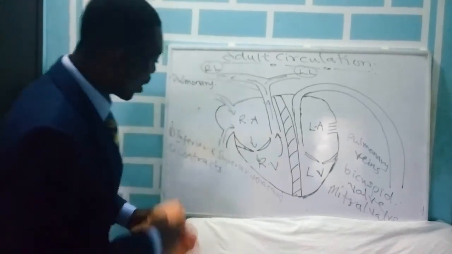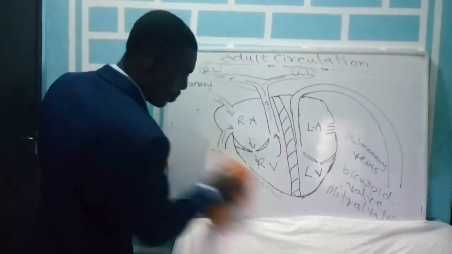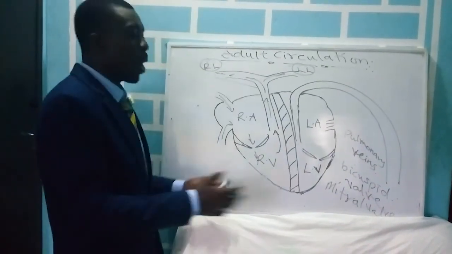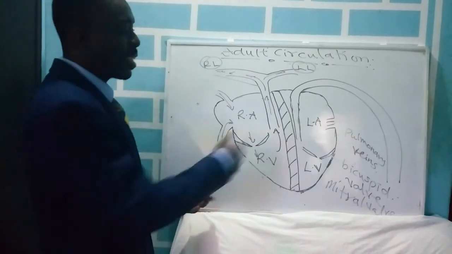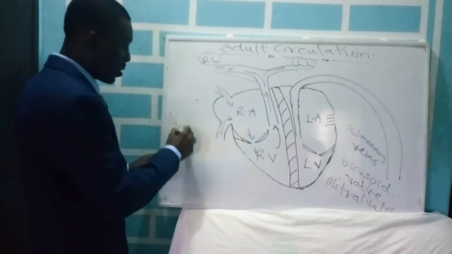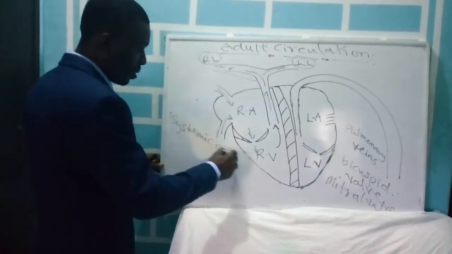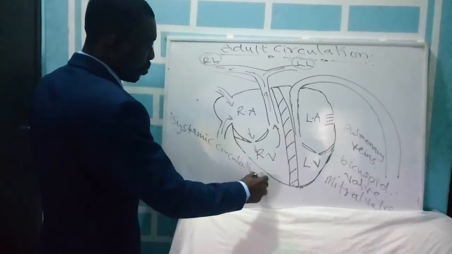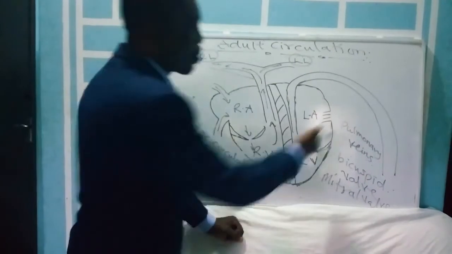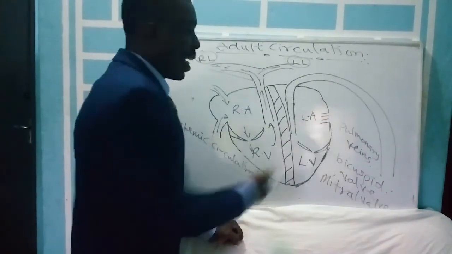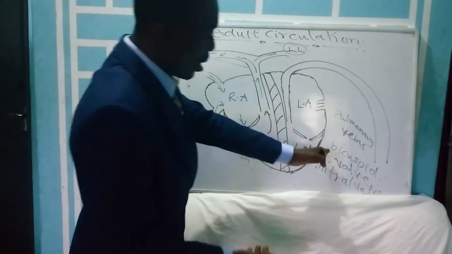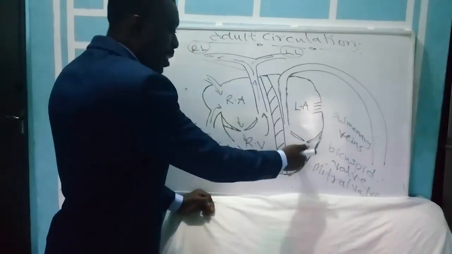Okay. Now let's look at systemic circulation. Systemic circulation is also very, very simple. The reason why we call it systemic is that it's sending oxygenated blood to all the systems. So under systemic circulation, all we have to know is that after the blood has been oxygenated, it passes through the pulmonary veins and enters into the left atrium. Then the left atrium will contract. When the left atrium contracts, the bicuspid valve opens, then it gets into the left ventricle.